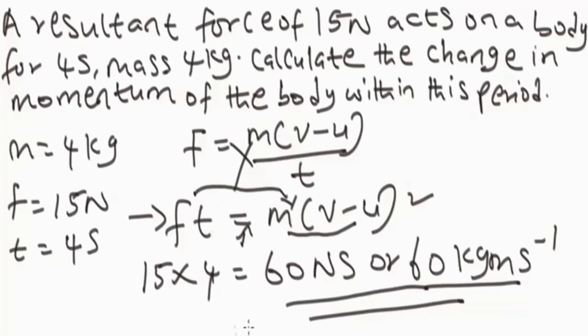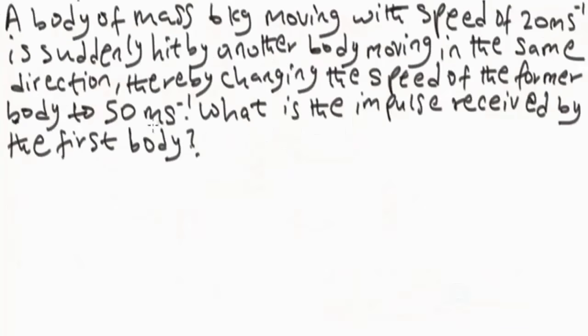Let's solve another problem. Let's wipe this. Look at this question. It says a body of mass 6 kg moving with speed of 20 meters per second is suddenly hit by another body moving in the same direction, thereby changing the speed of the former body to 50 meters per second. What is the impulse received by the first body?